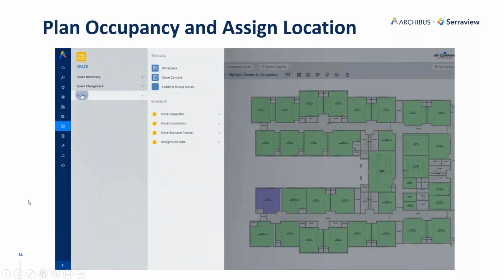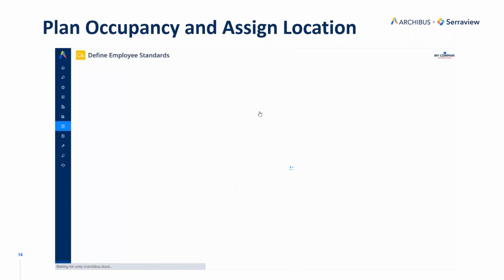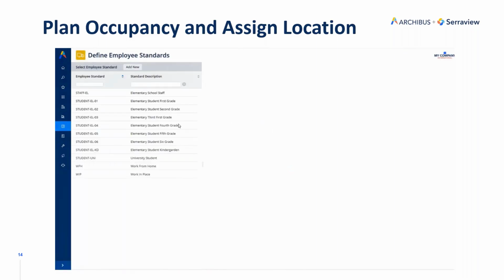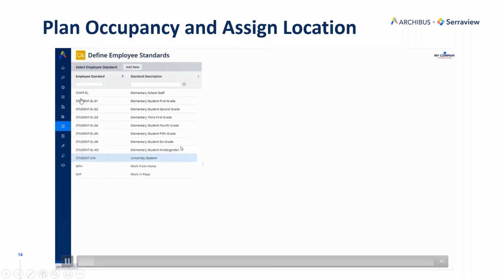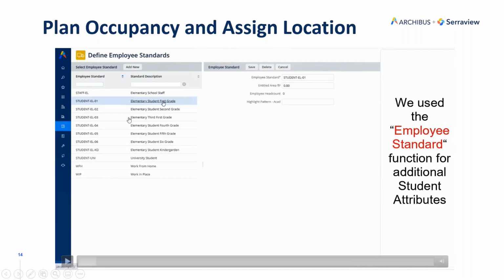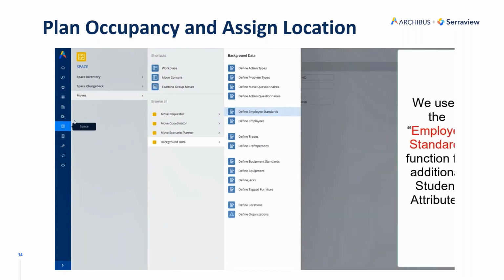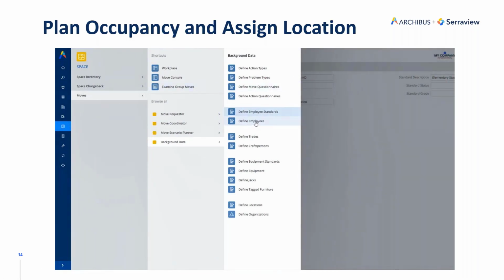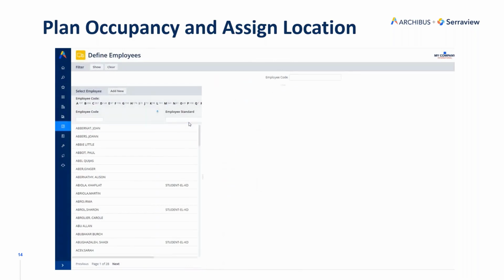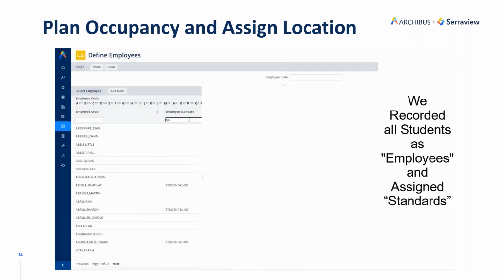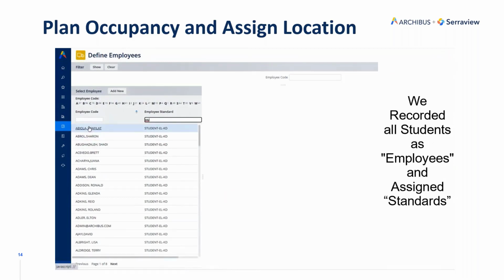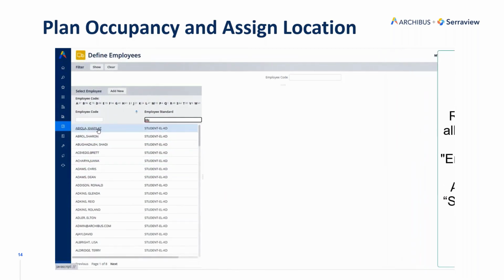So the first thing I'm going to do is look at my employee standards and think about it creatively and say, can I in fact give individual students standards? So what we have done here is we actually created a bunch of standards by individual grade, and then assigned those standards to individuals. So we actually appropriated attributes that Archibus provides out of the box, and then assigned them in a way that will help us later on assign those individuals into classrooms and really understand the cohorts in a much more robust way.